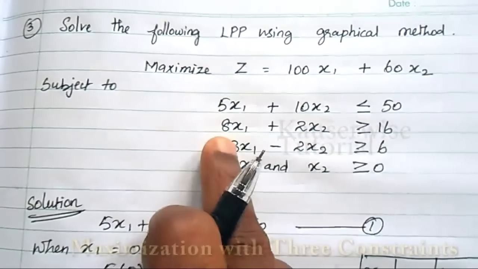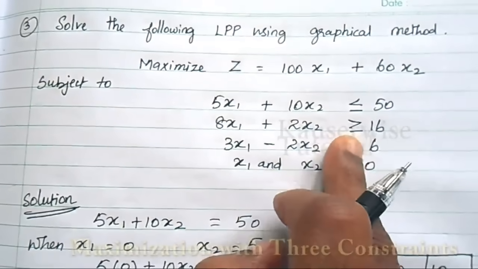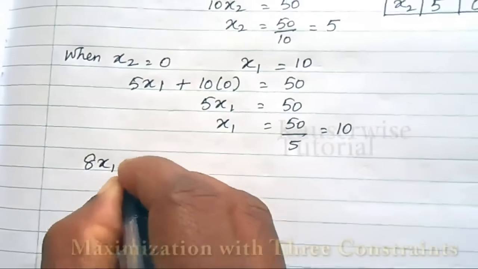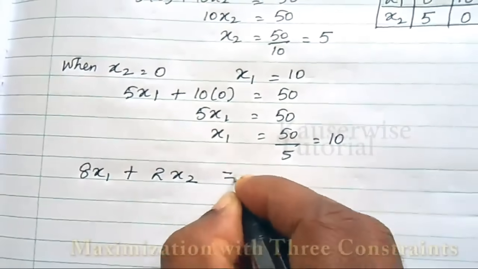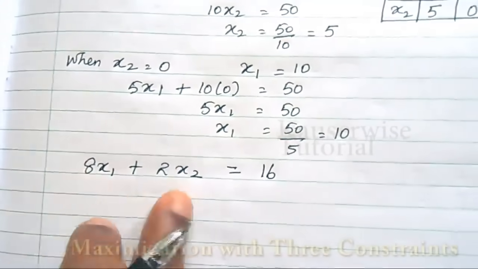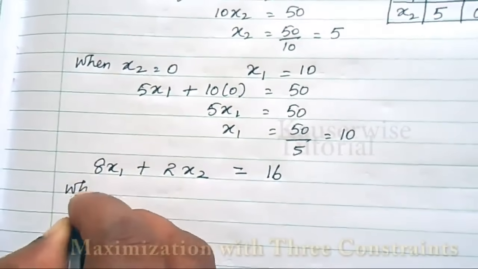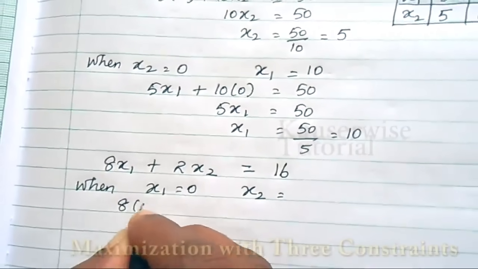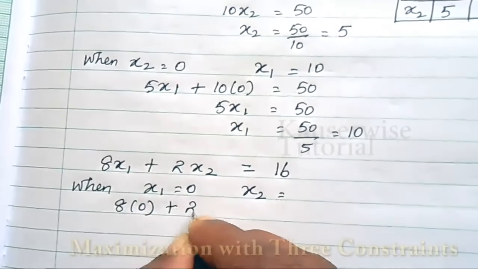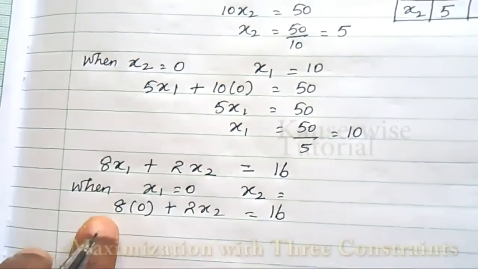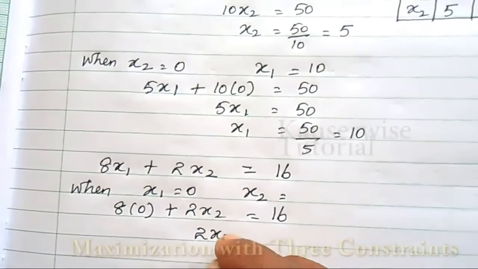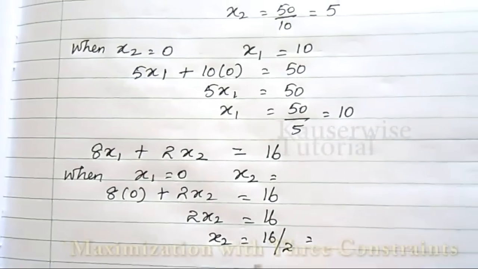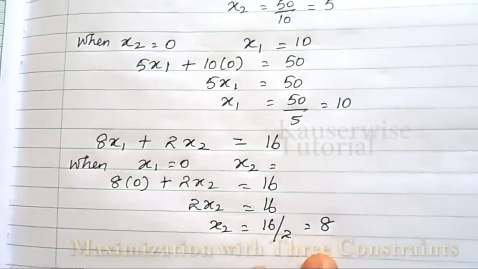See the second constraint, 8x1 plus 2x2 greater than or equal to 16. Make it as an equation. 8x1 plus 2x2 is equal to 16. So we need to find the value for x1 and x2. When x1 is 0, what is the value for x2? 8, x1 value is 0 plus 2x2 is equal to 16. 8 into 0, 0. So we have only 2x2 is equal to 16. So x2 is equal to 16 by 2. So what is the value? 8. So x2 value is 8.